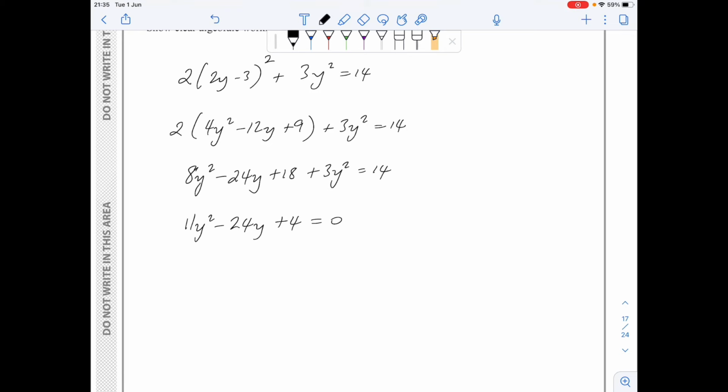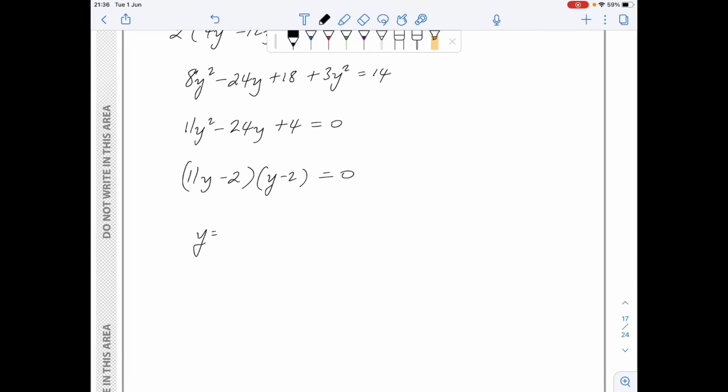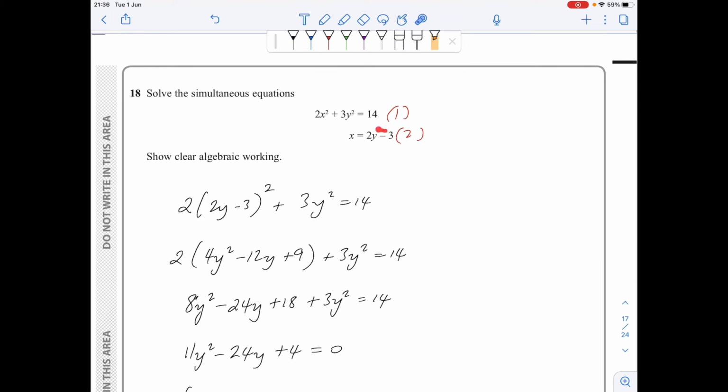Now you can solve this either by factorization or using the quadratic formula, or if you prefer by completing the square. I will proceed with factorization. That's 11y minus 2 and y minus 2 is equal to 0. So y is equal to 2 over 11, or y is equal to 2. And I will substitute this into equation 2.